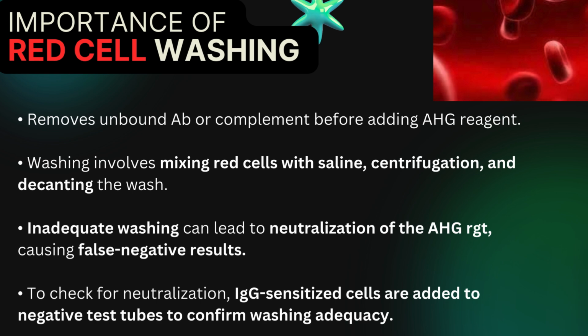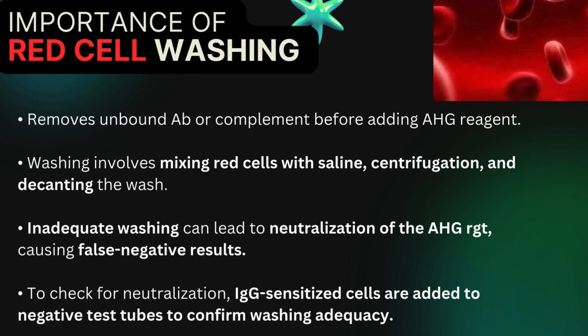So this step is vital because any residual antibodies can interfere with the test, leading to inaccuracy of the test results. The process involves mixing red cells with saline, spinning them in a centrifuge, and then carefully decanting the wash. Be careful in decanting the wash because sometimes you're just pouring out the wash. This ensures that all unbound particles are washed away, leaving only the cells of interest.